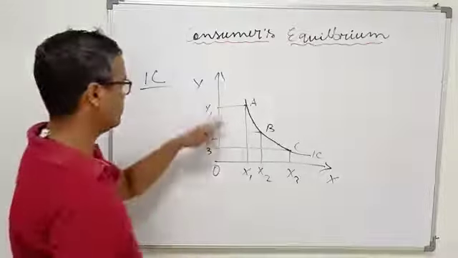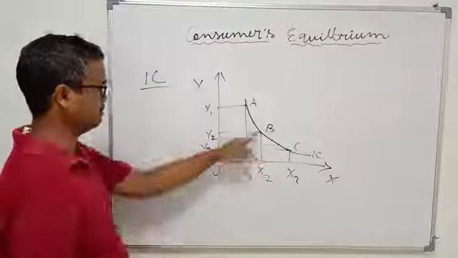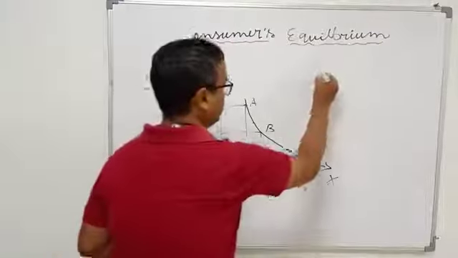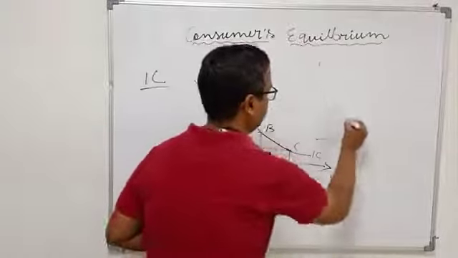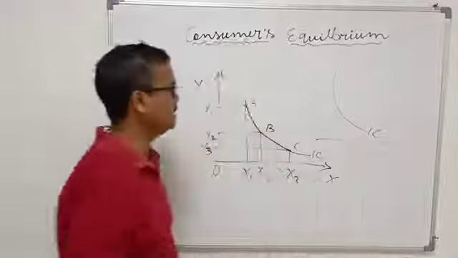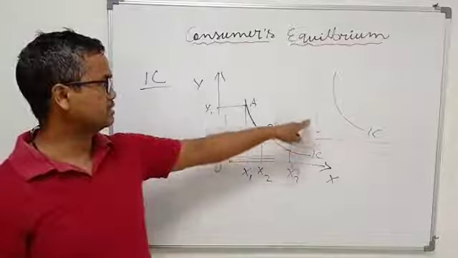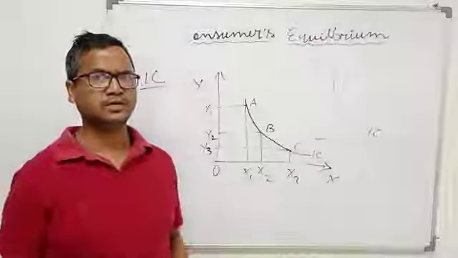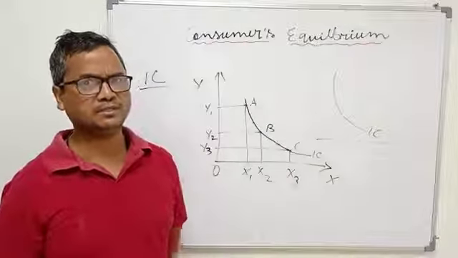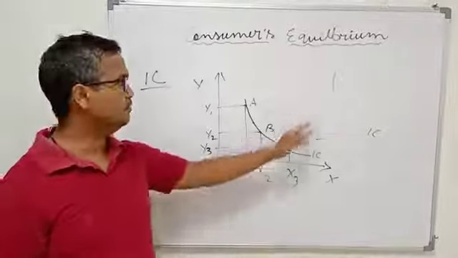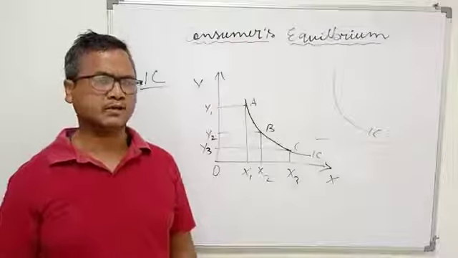From now onwards, we are not going to draw these coordinates. We will just say this is an indifference curve. It is a locus of different combinations of two goods that give you the same level of satisfaction. There are basically four properties of the indifference curve.